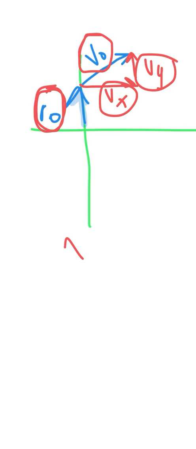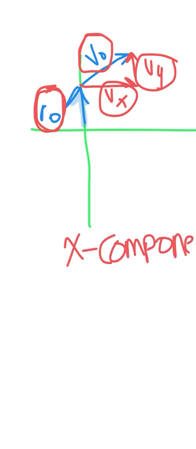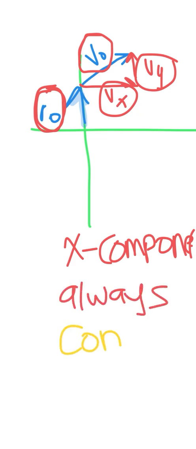So the x components of the graph of velocity are always constant. So Vx, this vector here in yellow, is always constant. That amount is the same throughout the trajectory, throughout the projectile motion.